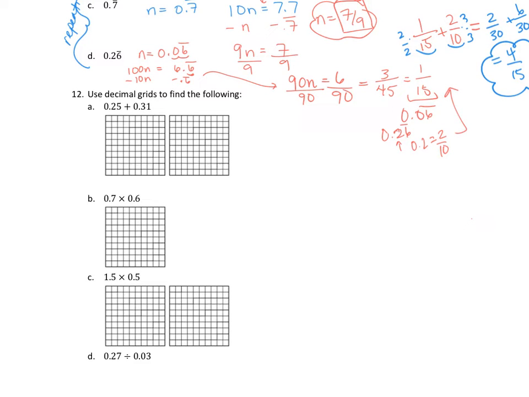All right, for number 12, we want to use decimal grids to find the following. So we have 0.25. I'm going to write that in here. So we have 2/10, and then we have 5/100. And then it wants us to add to that 31/100. That's 3/10, and then one little guy. So then overall, if you look at our tenths, we have 5 of them. 4, 5, and then our little hundredths, we have a total of 6. So we're going to add those together. So the answer to our question is 0.56 or 56/100.